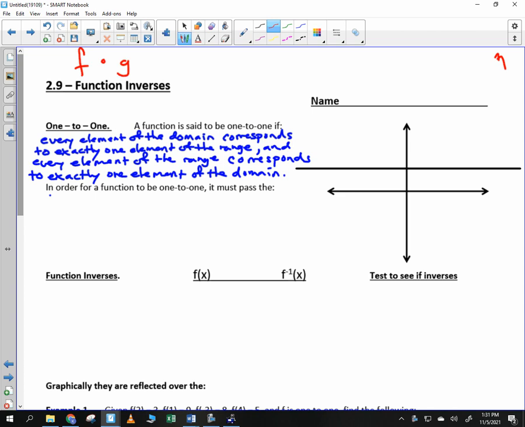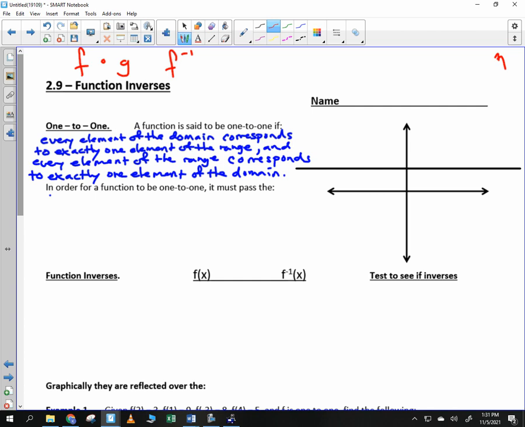I told you we learned another one today. Function inverses. We're going to learn about that today. And in order for us to be able to discuss function inverses, we first must decide what it is to be one-to-one. And what it means to be one-to-one is this. See if this sounds familiar.